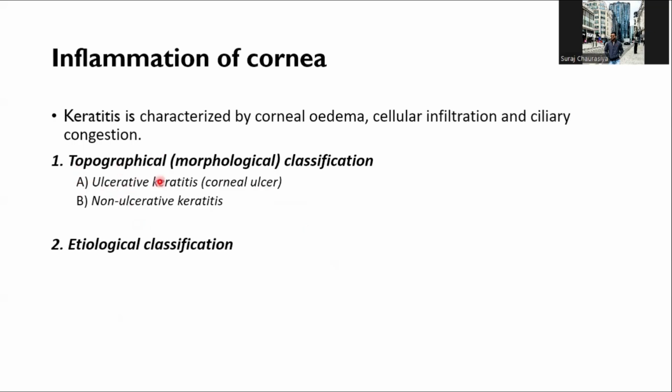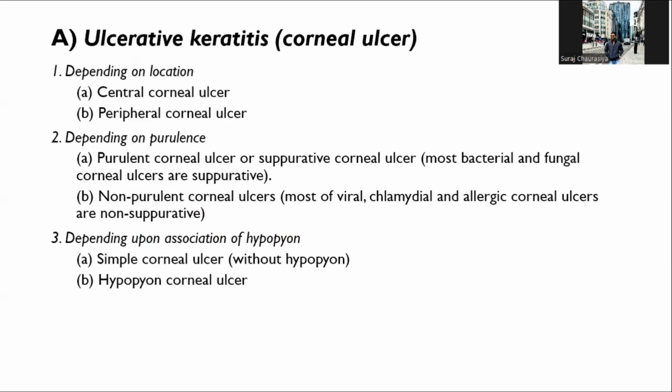So the topographical or the morphological classification has been subdivided into two parts. One is ulcerative keratitis and the other is non-ulcerative keratitis. So first one is the ulcerative keratitis. It has been subdivided into further different groups. Depending on the location, it has been divided into two groups. It can be either central corneal ulcer or peripheral corneal ulcer or keratitis.